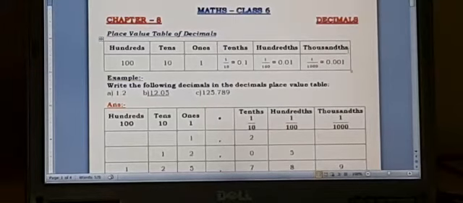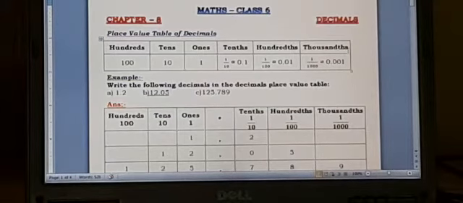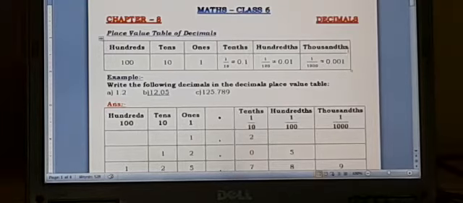Hello children, today we are going to learn about decimals. What are decimals? When the whole part and the fractional part are separated by a dot, that is called a decimal. That point should be called the decimal point.